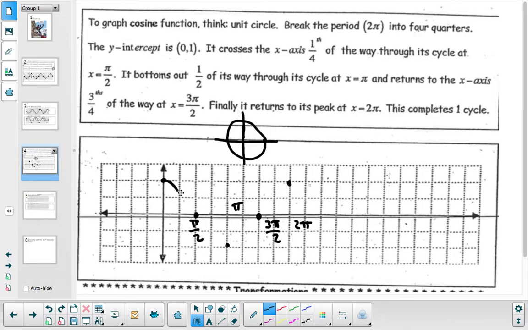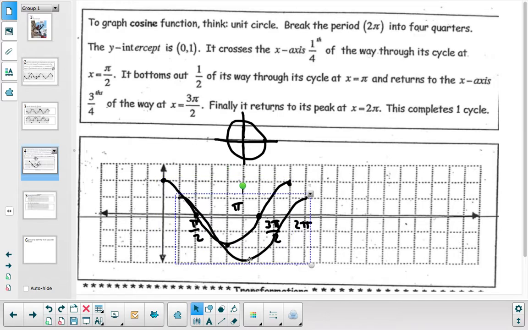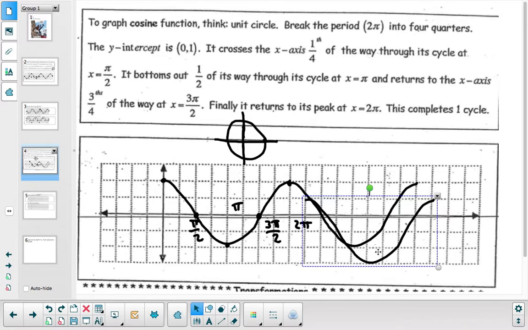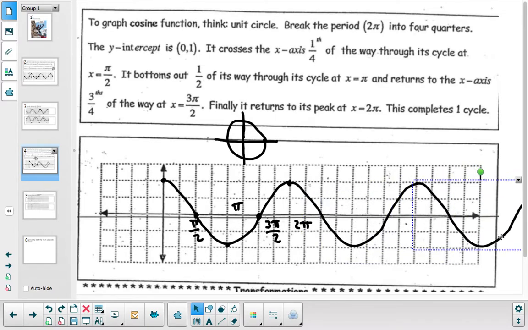So one full cycle looks like this versus sine, which starts at 0, 0 and starts by going up. But this just gets copied all the way through. So you could duplicate that and then join them together. Should match up if you are an accurate grapher. And like so. Duplicate. And voila. So it should just work that way.